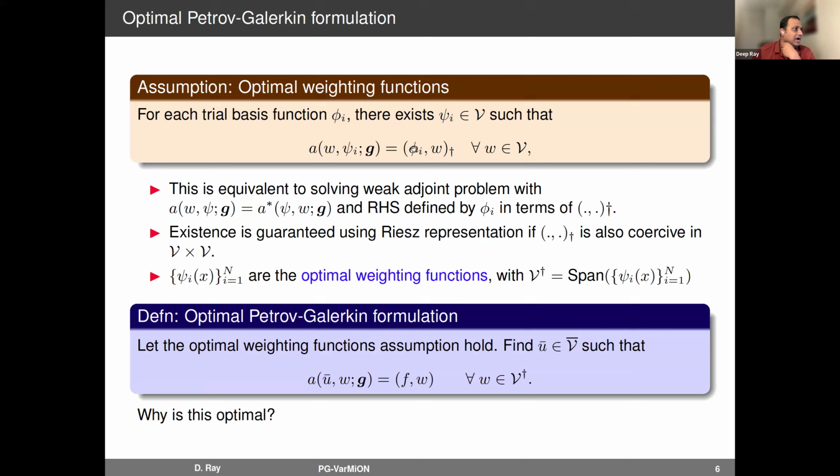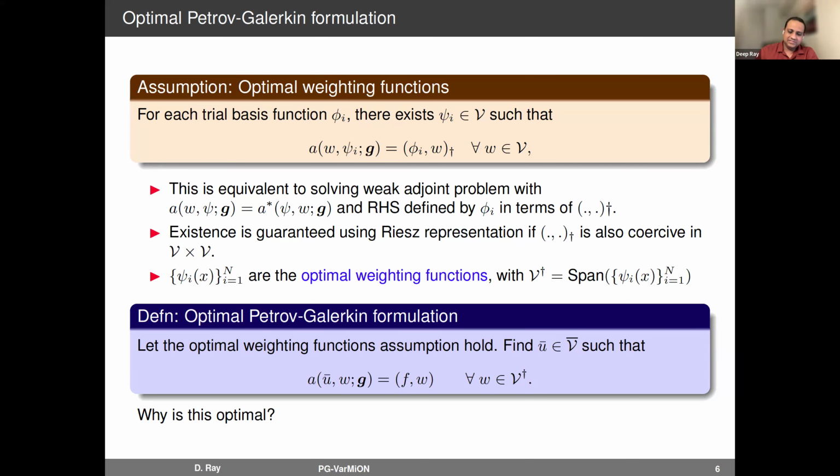Okay, and this is what can now be used to find the optimal Petrov-Galerkin formulation, which is now saying that if we do have access to these weighting functions, then I want to find a U bar in this V bar space spanned by my trial basis, such that I have the same weak formulation that I originally had, but now the test functions are coming from this V dagger space, right? So instead of coming from the infinite dimensional space, the trial space is the V bar space, and the test space is the V dagger space.